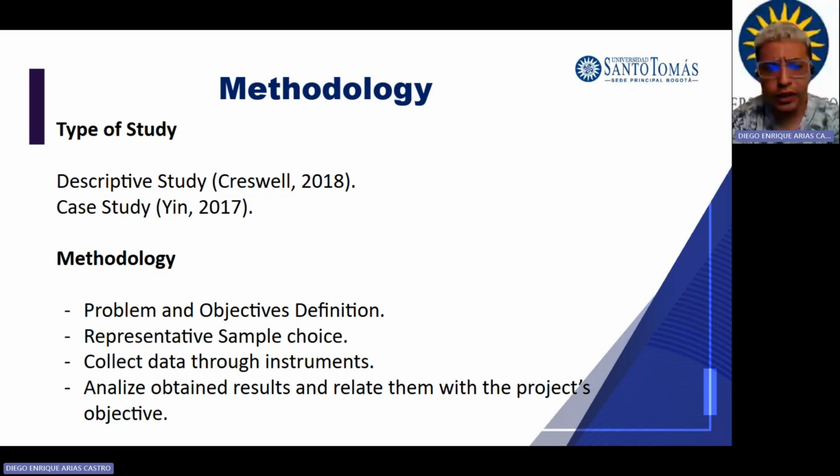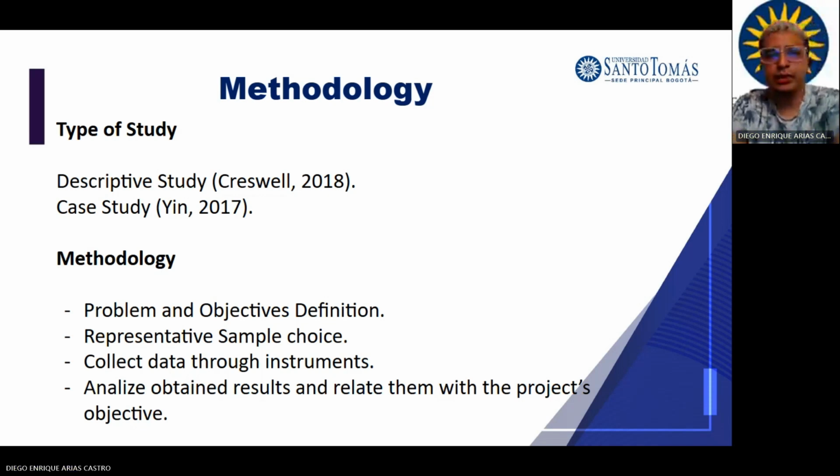For the methodology, we selected a problem and defined the objectives as I showed before. Then we took a representative sample to select participants. Then we collected data through the applied instruments. And finally, we analyzed the obtained results and related them with the project's objectives. This is pretty much the methodology that we used.